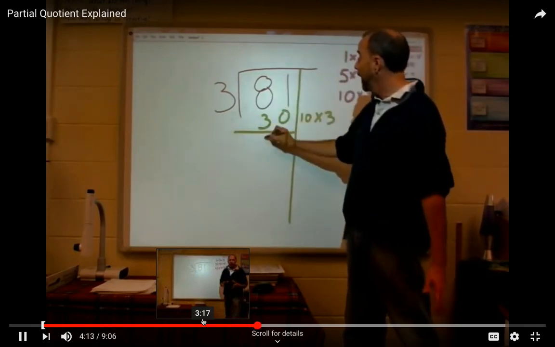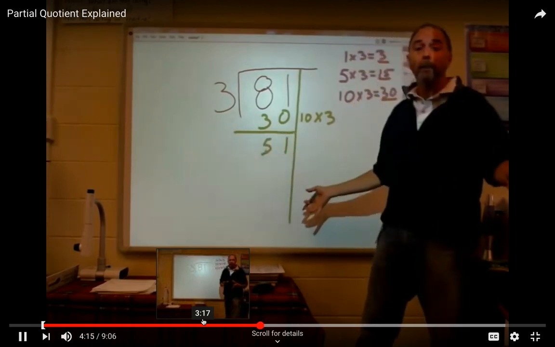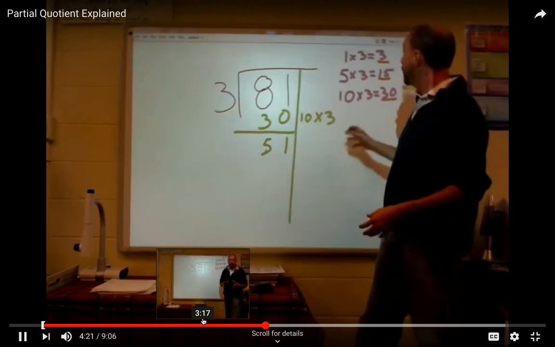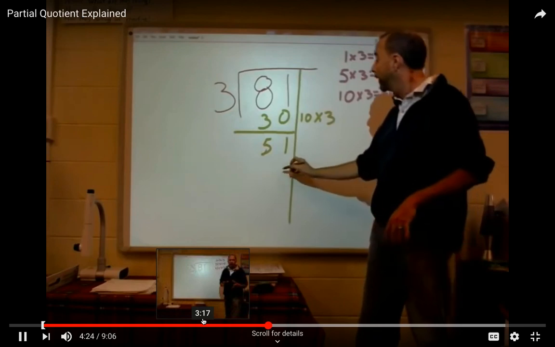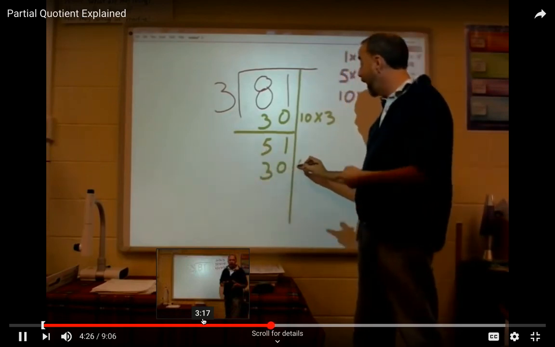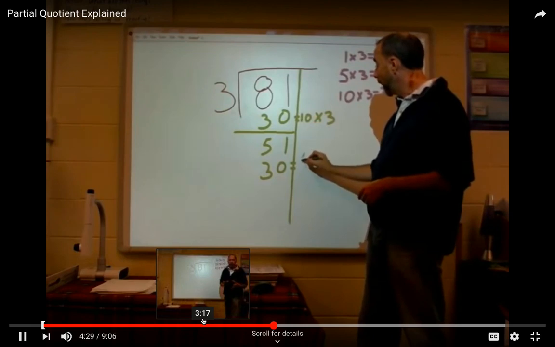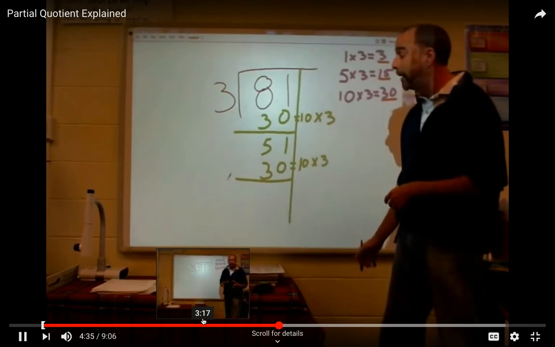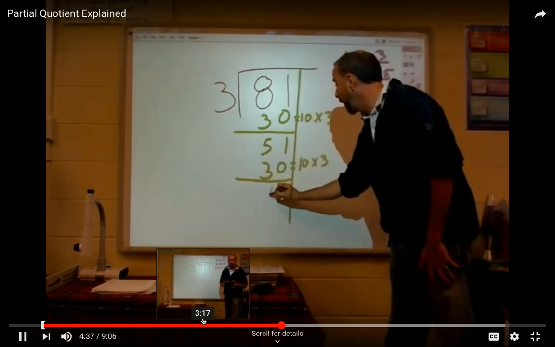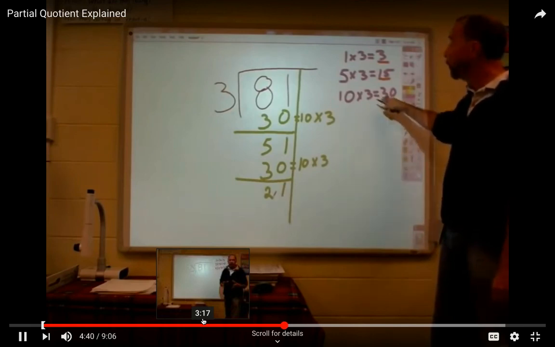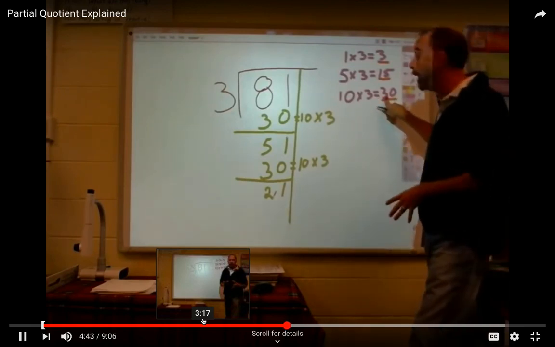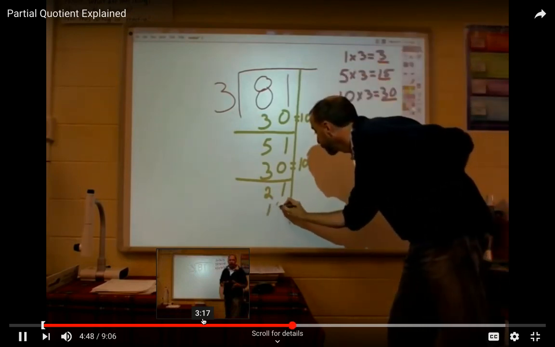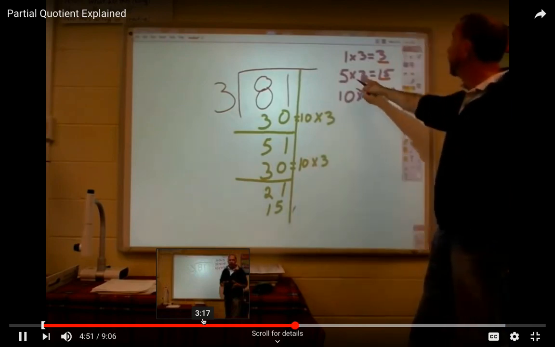1 take away 0 is 1. 8 take away 3, 5. Okay, I'm moving. There's more. I need to subtract again. What is the biggest benchmark number? You guessed it, 30. So I'm going to take another 30 out of here. How did I get 30? Well, I multiplied 10 times 3 still. I'm going to subtract again. So that's still 1. And this is a 2. Oh, 30 won't work now because 30 is bigger than 21. So I need to go to my next lowest benchmark number, which is 15. How did I get 15? 5 times 3.